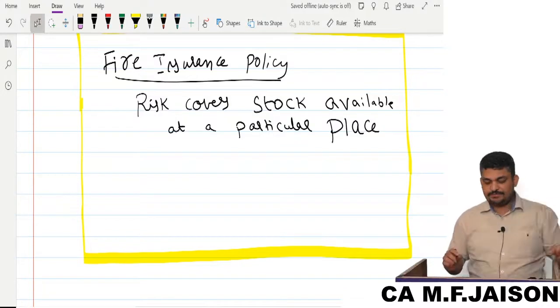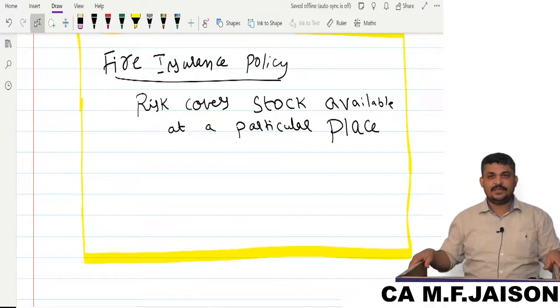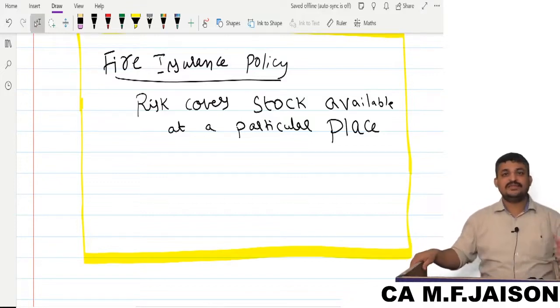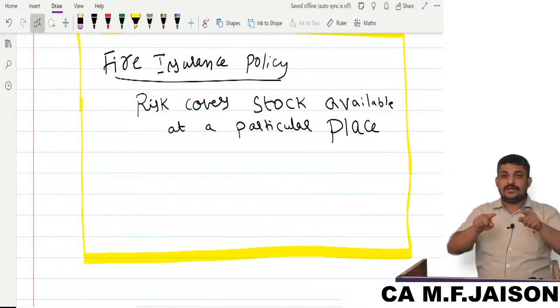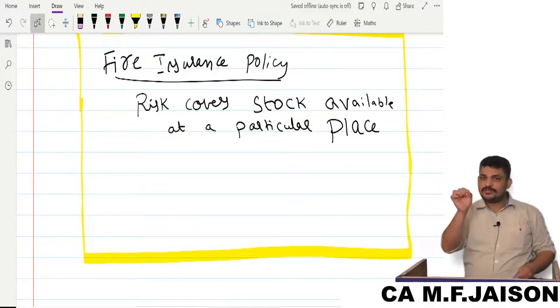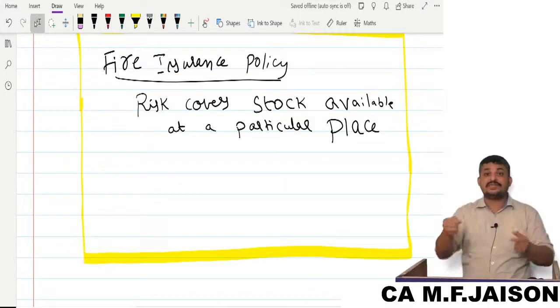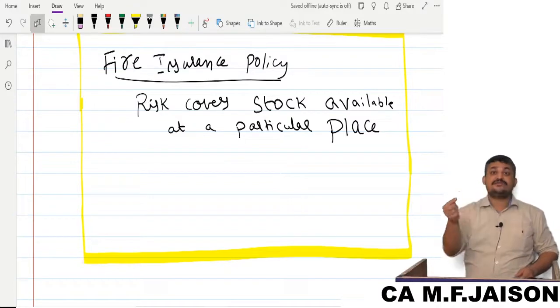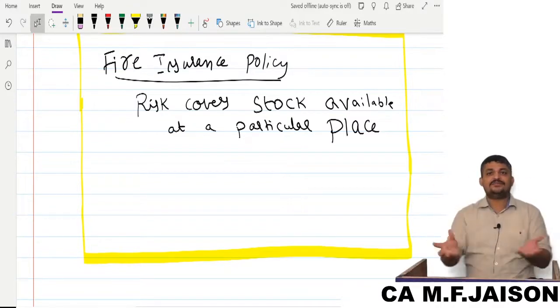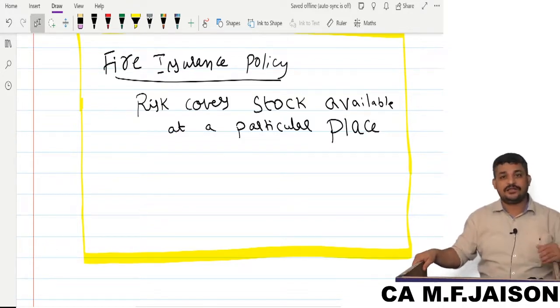Why do I make this particular point? See, I have stock worth rupees 10 lakhs. My stock will be available with my consignee. Some stock is available at some other branch. Some stock is available at the place which I have insured. So in the insurance document, they will also mention the quantum of stock and which place it is available, the address will be there. In that address, if a fire accident occurred, that particular stock is covered by the policy, and we will be considering stock on the date of fire.